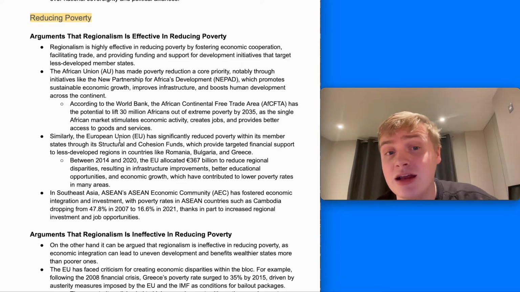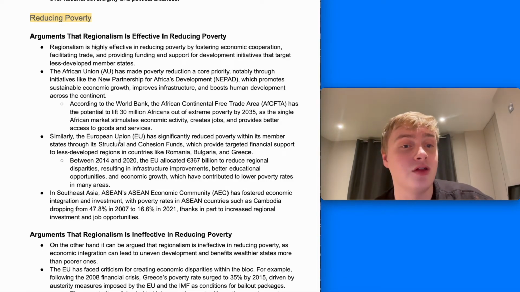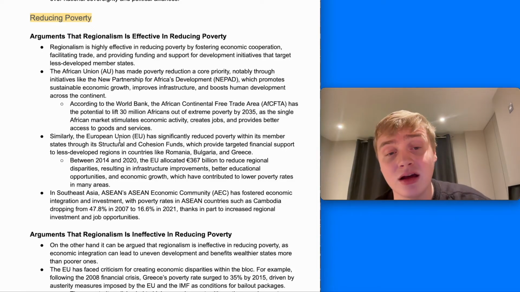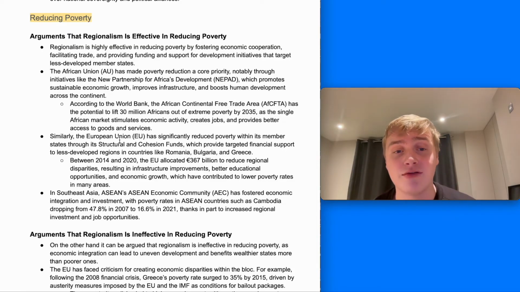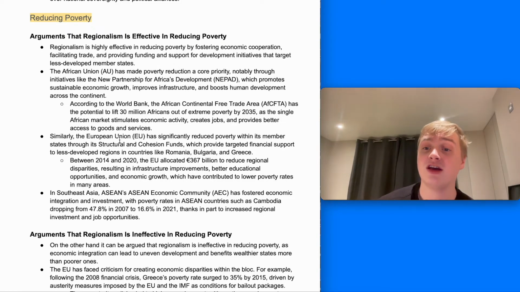So the AU has made poverty reduction a core priority through the New Partnership for Africa's Development, which promotes stable economic growth and improving infrastructure. And according to the World Bank, the African Continental Free Trade Area also has the potential to really reduce poverty and lift 30 million Africans out of extreme poverty by 2035 as a result of the economic growth it could potentially generate.